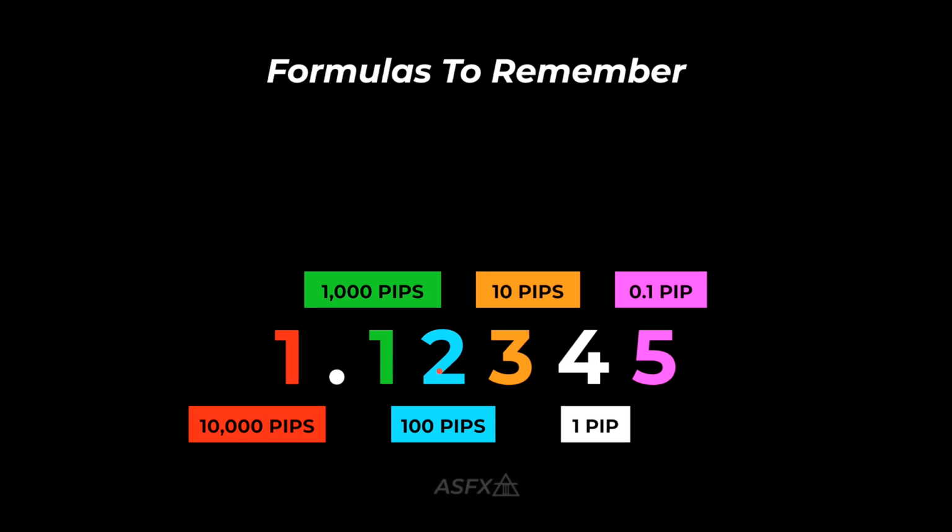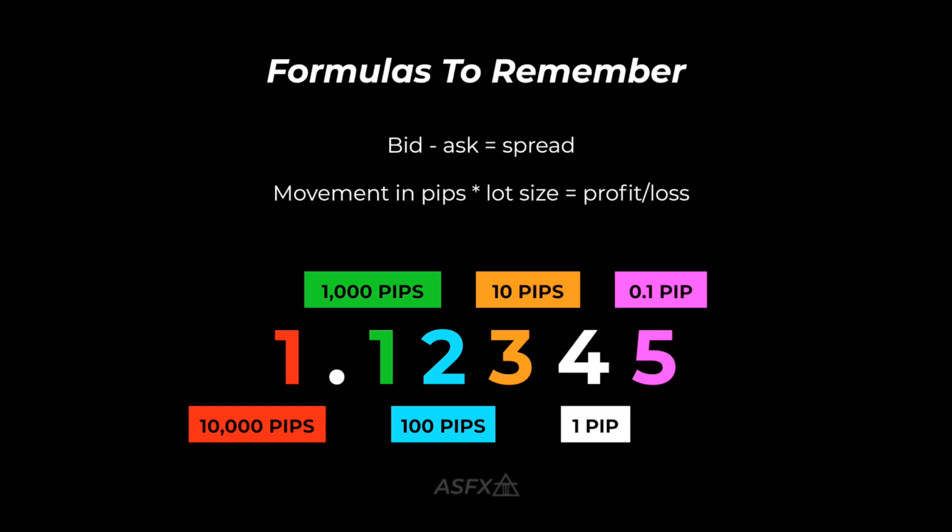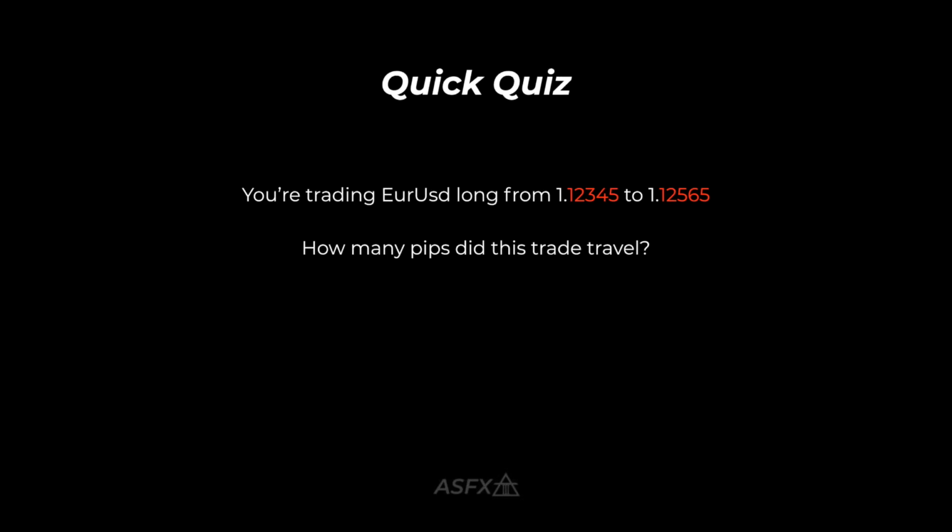Okay, if the 2 changes to a 3, that's an increase of 100 pips. If the 2 decreases to a 1, that's a decrease of 100 pips. Make sense? Another formula to remember is if you subtract the bid minus the ask, you're going to get your spread. And if you multiply the movement in pips times your lot size, you're going to get your profit and loss. So these are the important formulas for now that you need to understand. So screenshot this, put it above your trading desk. Now, let's move into a quick quiz.